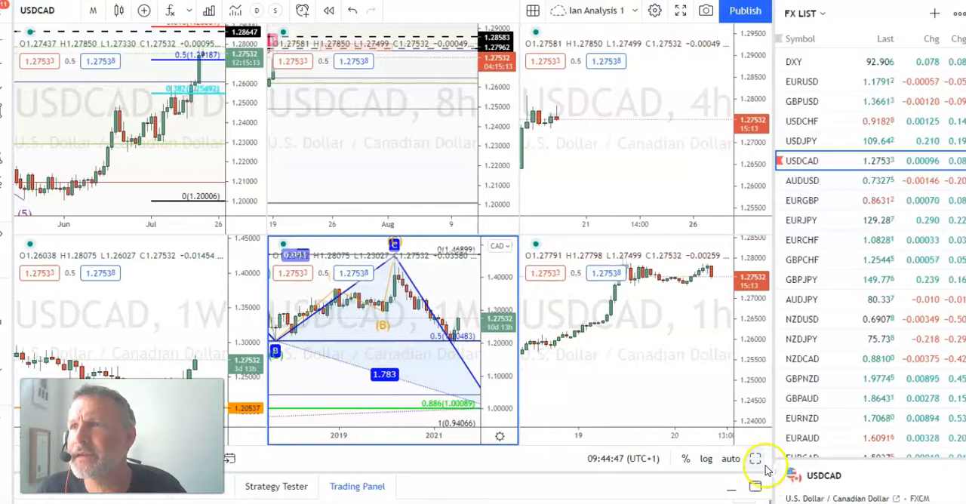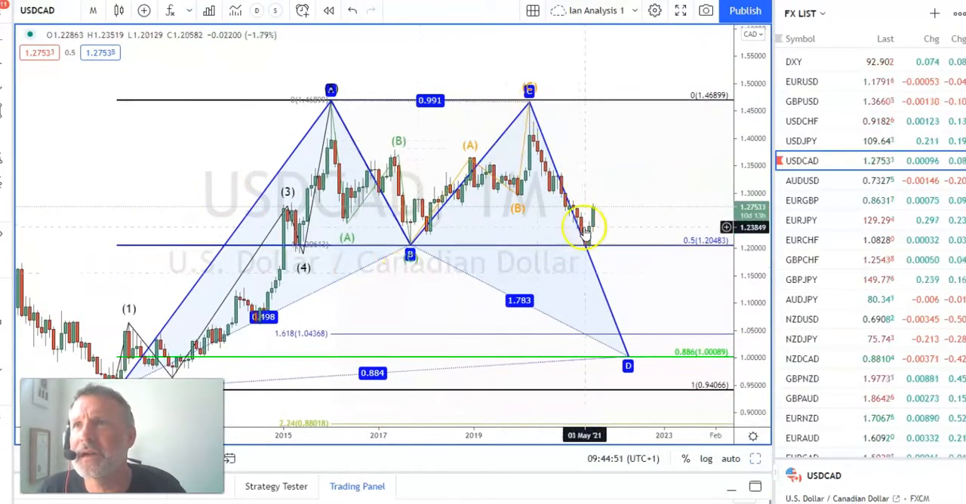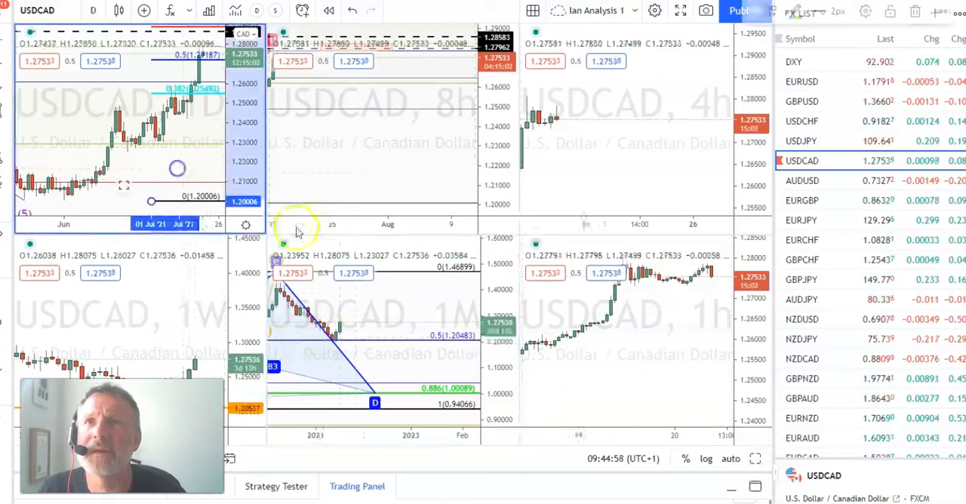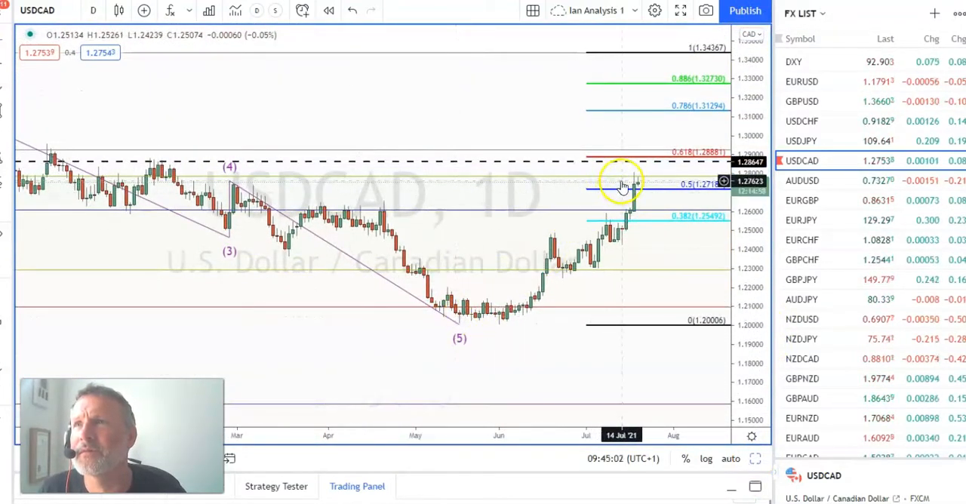Big picture analysis. This is the monthly chart, so I believe that this was a stalling in price action, and we've got the potential to move lower. If we go to the daily chart, this was a 5-wave count. We've now sort of pushed to the upside. We're not really at a decent sim level.